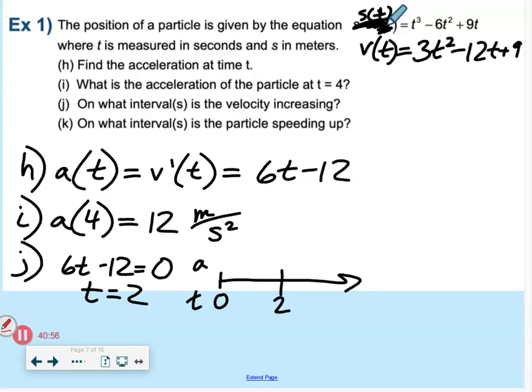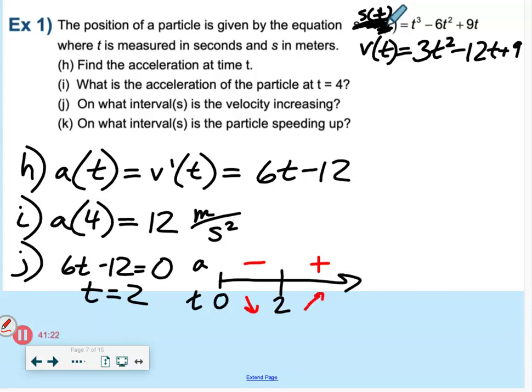Tyler, how are you? Pick a number between 0 and 2. 1. Plug 1 into your acceleration. Do you get a positive or a negative? Negative. Tyler, I'm going to just stick with you. Pick a number bigger than 2. Plug it in. What do you get? Positive. Which means our acceleration is negative, then positive. So our velocity is decreasing and then our velocity is increasing.